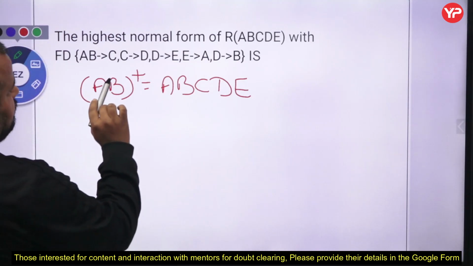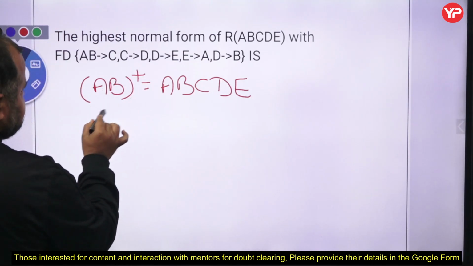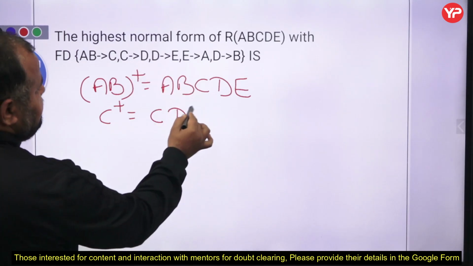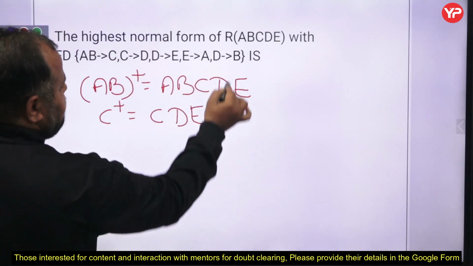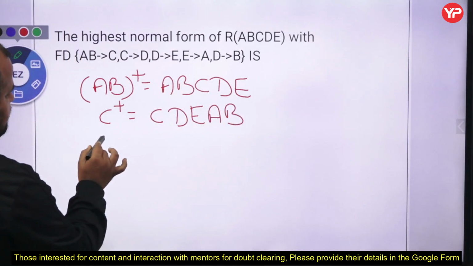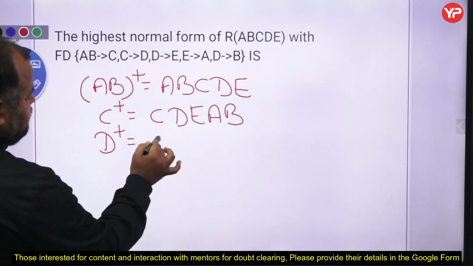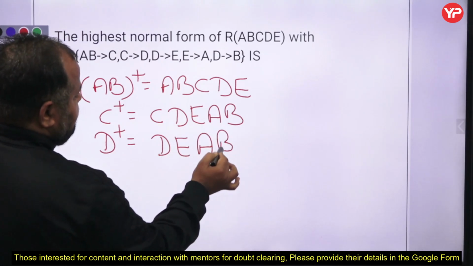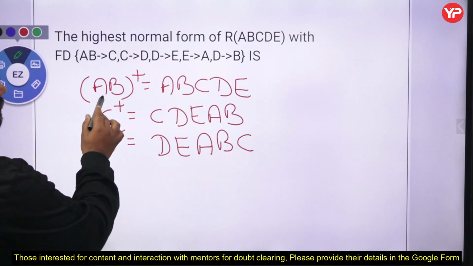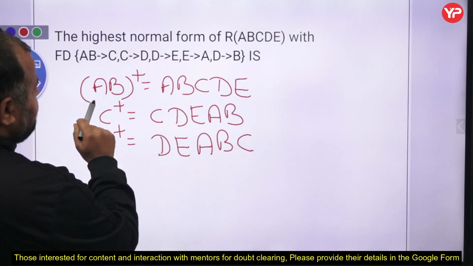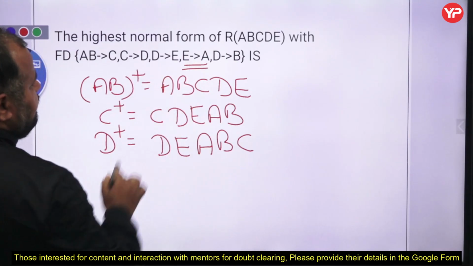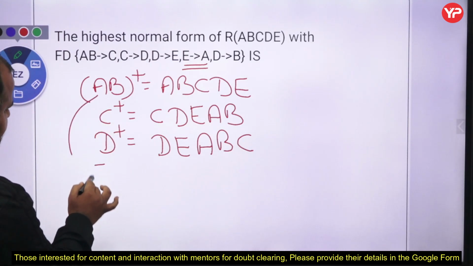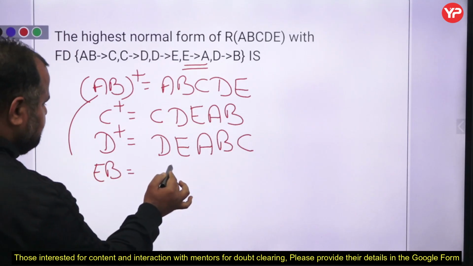Fine. Now tell me, find out the C closure. C is C, C determine D, D determine E, E determine A, D also determine B. Now check the D closure. D is D, D determine E, E determine A, D determine B, AB determine C. Now A is derived by E. So we can replace A with EB. EB is a key. Yes.